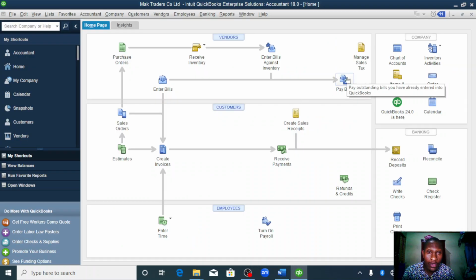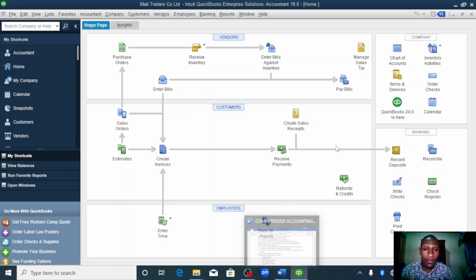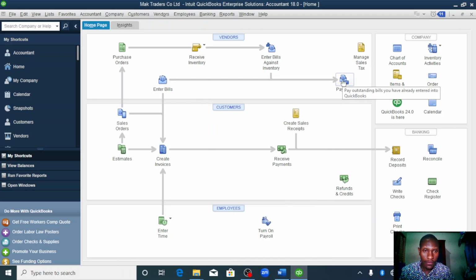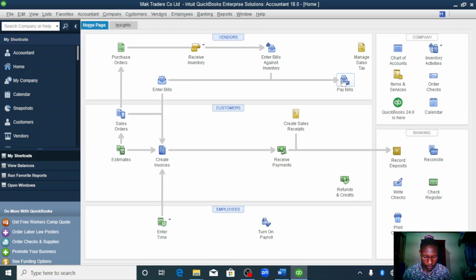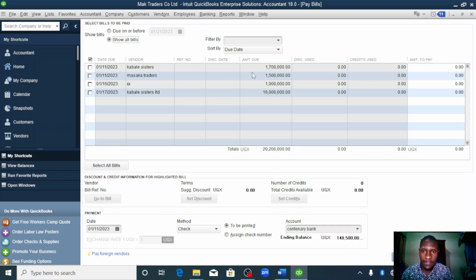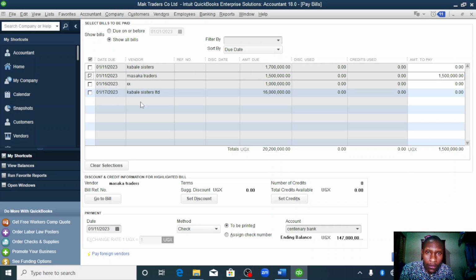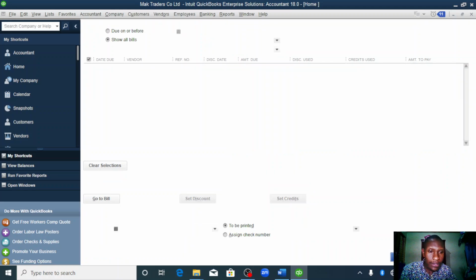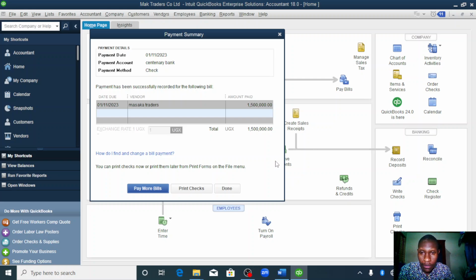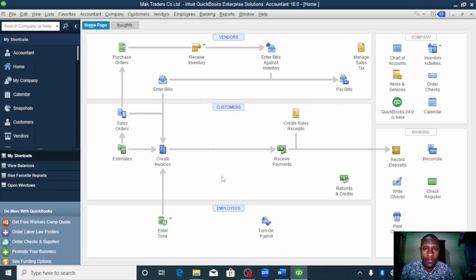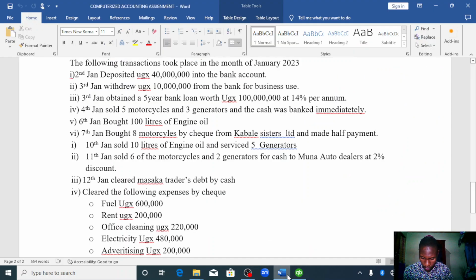We go to pay bills. We look for Masaka Traders. We click there, then we click on pay selected bills, then we say done. So we go to another transaction, still on 12th.